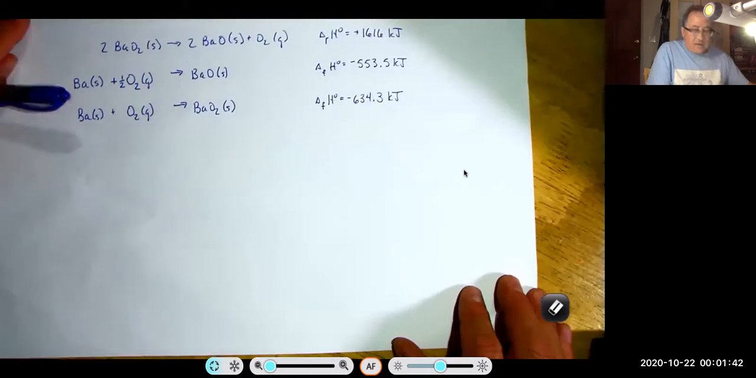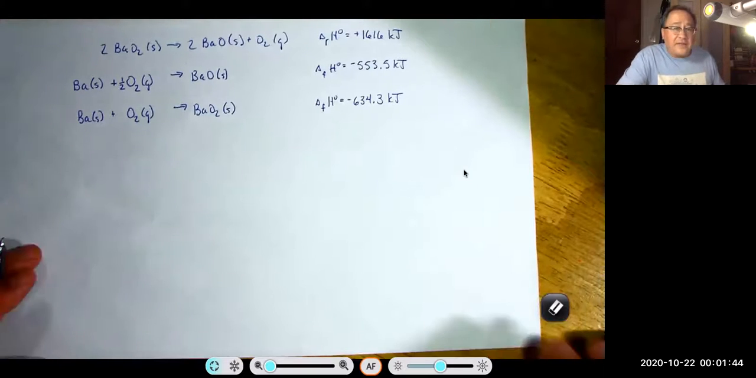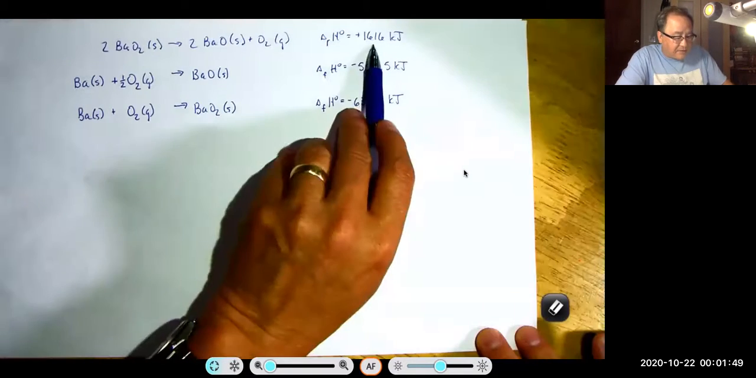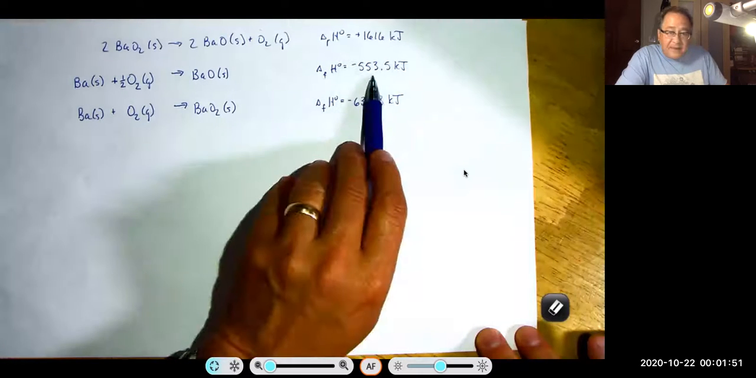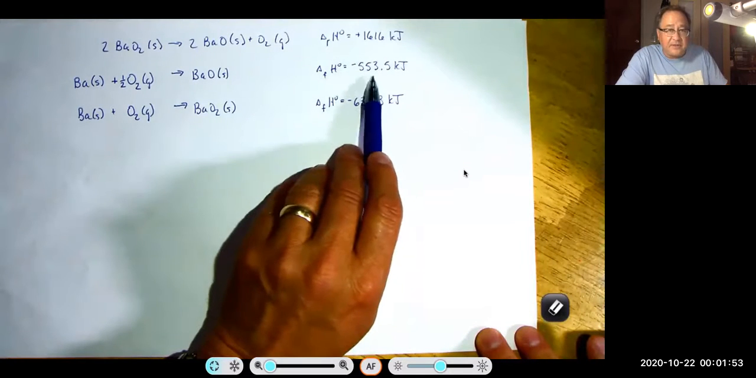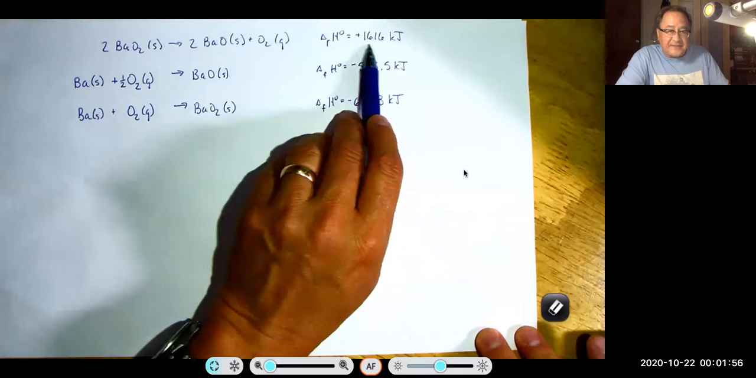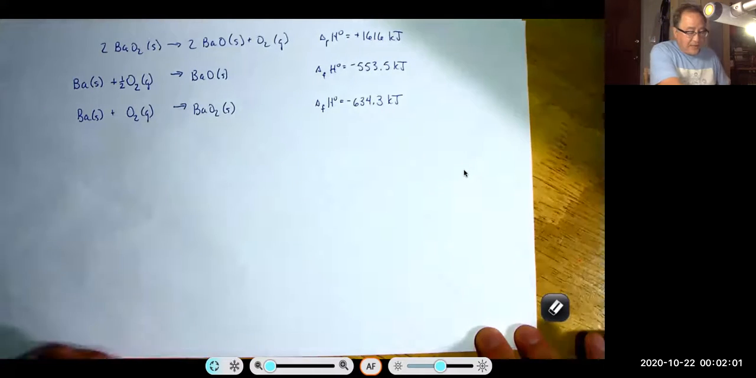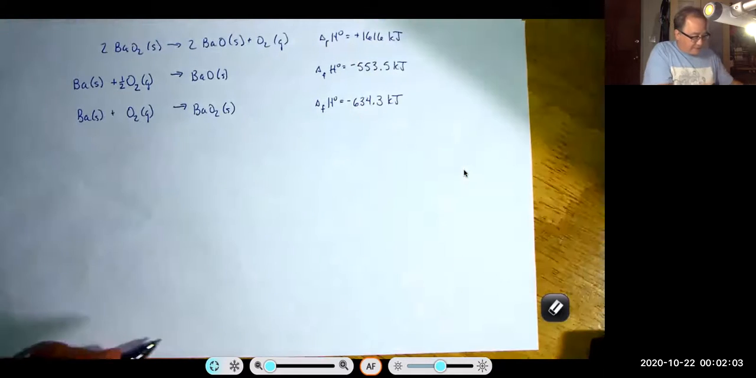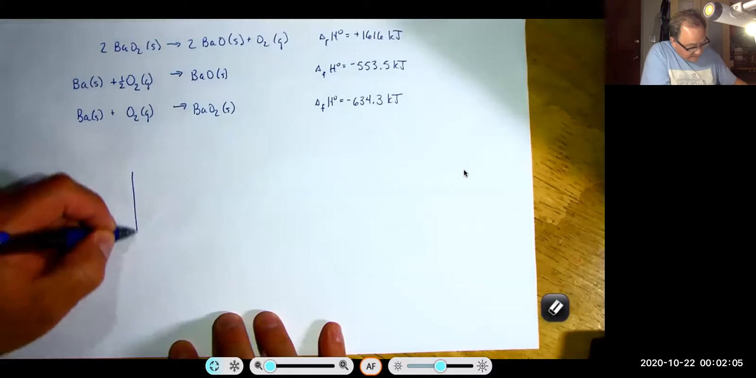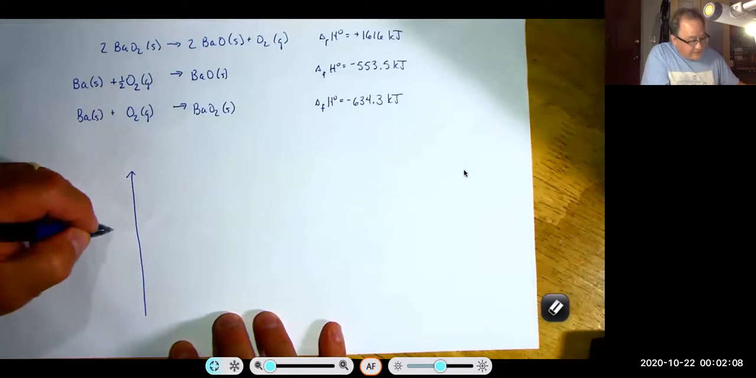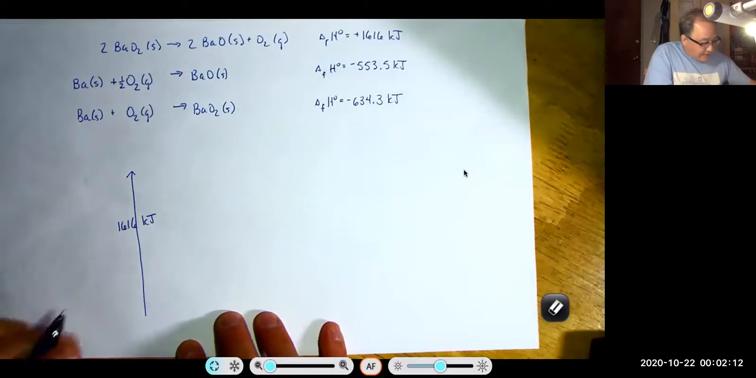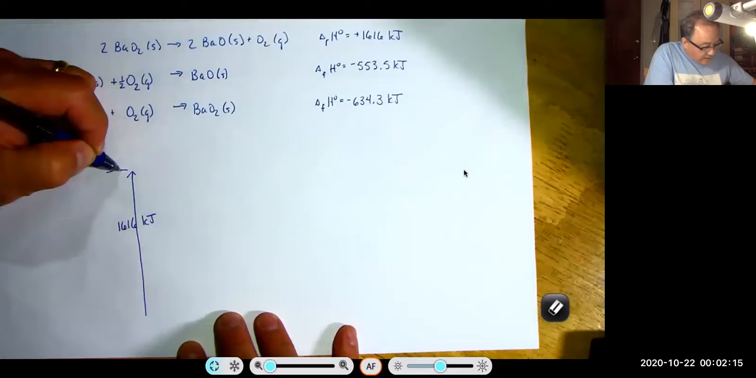Now, I want you to recall that when I draw these out, I like to start with the one that has the biggest number in front. So I don't worry about the sign. I just look at the size of the number. 1,616 is much bigger than 553 or 634. Now, since that's a positive value, I'm going to draw an arrow going up. How far? 1,616 kilojoules. And then I'm going to draw a line across.